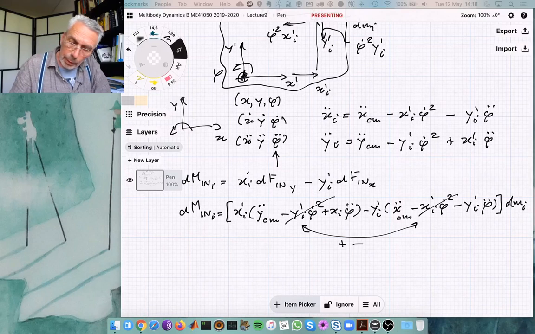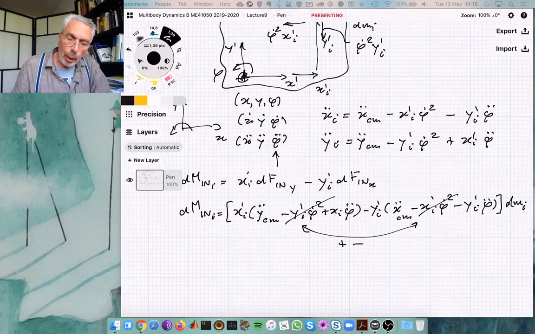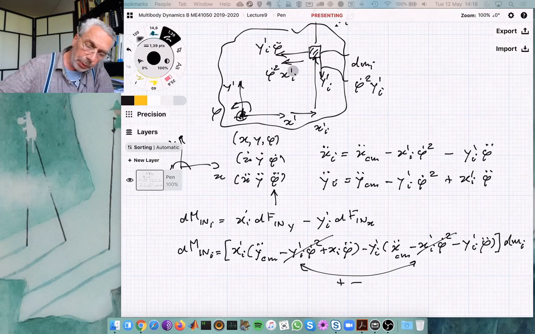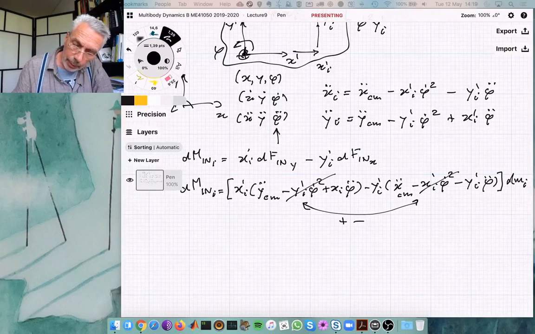Because of the pluses and the minuses here, this goes away. And that's sort of logical, because the centrifugal force is always directed towards the center, so it will never give a contribution to the torques. Okay, now the other parts.